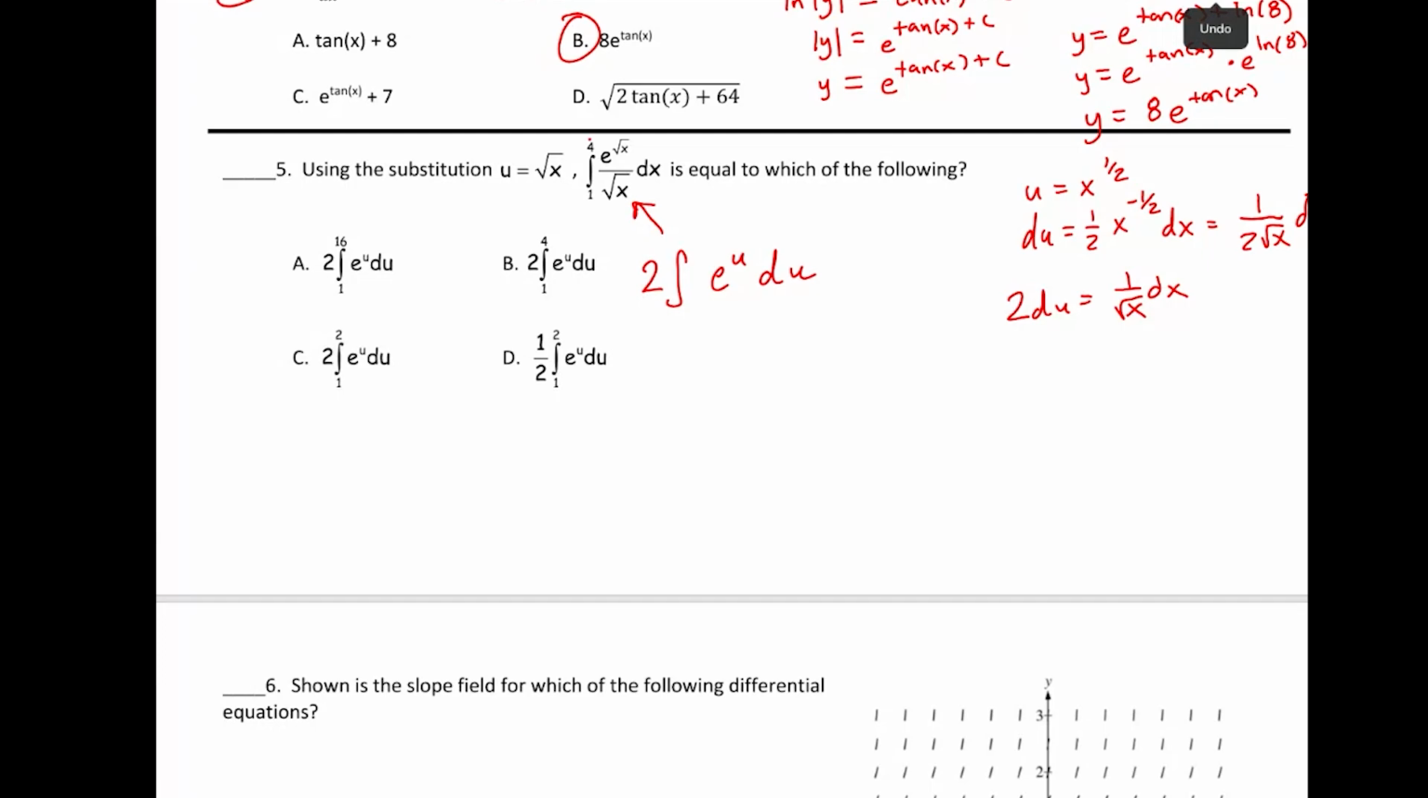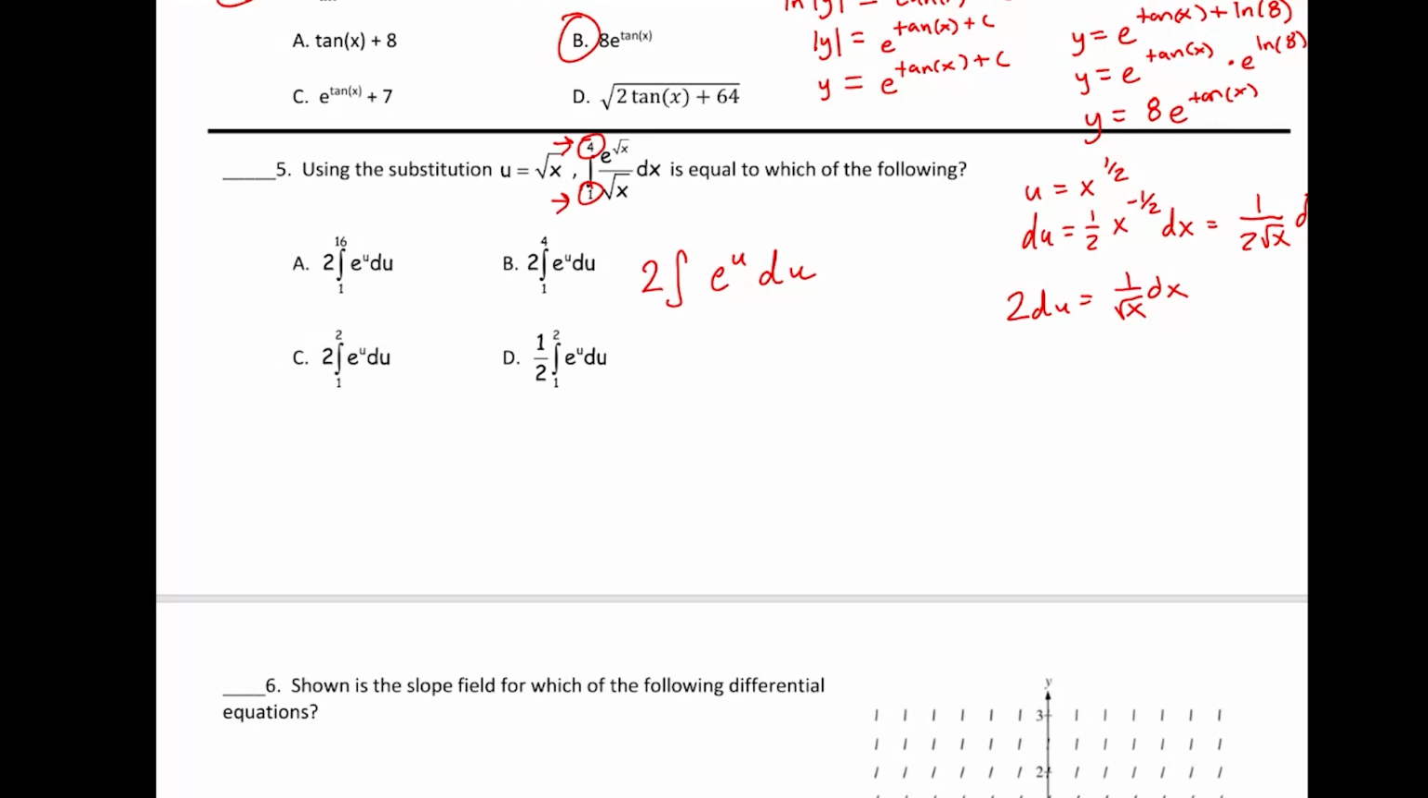So the boundaries initially were 4 and 1. These are x values. These are partitions. Don't forget that when you're finding an integral, what you're really doing is finding the area under the curve. And when you're finding a definite integral, you're finding that area in between x equals 1 and x equals 4. But again, these are x values.